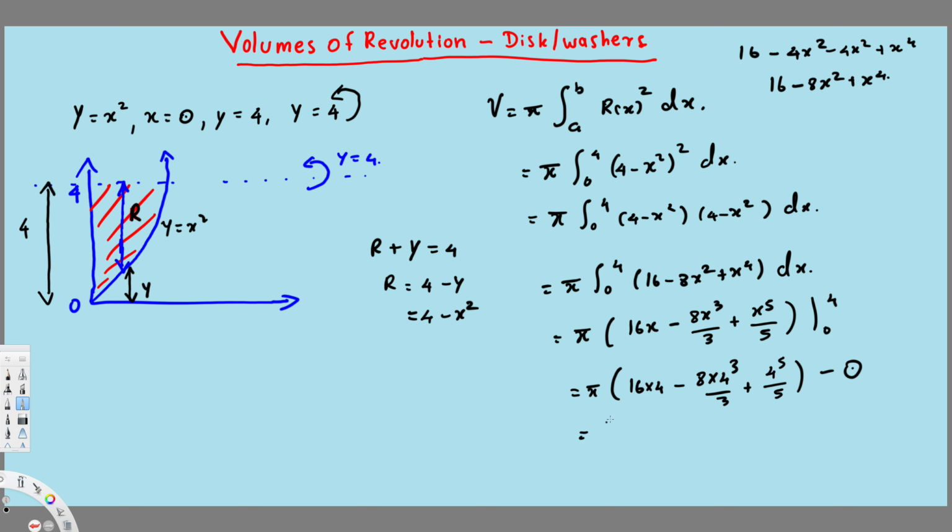So let's do this one. 16 times 4 is going to be 64. And here we have 8 times 4 cubed. So 4 cubed is basically, 4 squared is what? 16. 16 times 4 is 64. 64 times 8 divided by 3 plus 4 to the power 5.